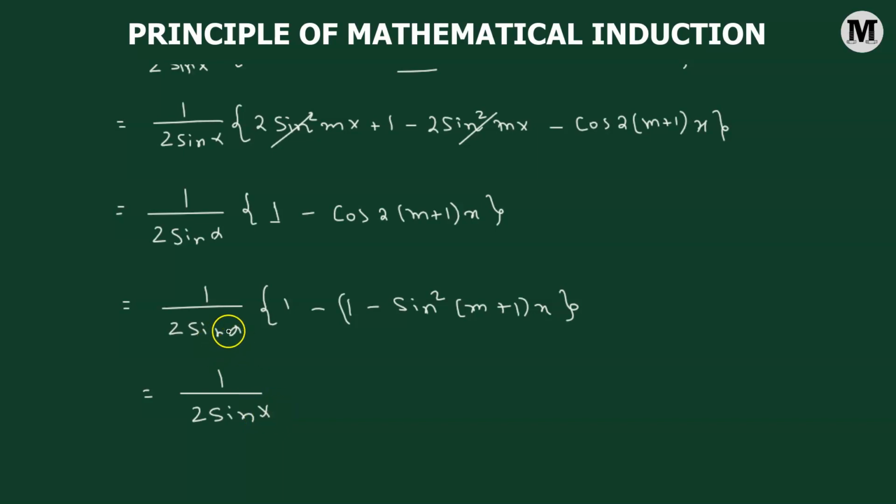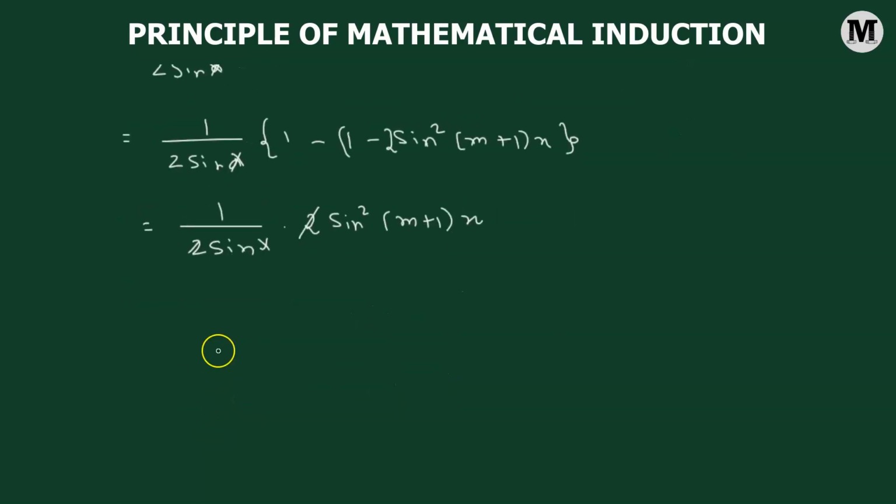Upon simplification, this leaves us with 1 over 2 times sine of x. This is not alpha, this is sine of x, sine of the angle x. So this 1 and 1 get cancelled out. That means we now have, there's a 2 missing here, 2 times sine squared of (m plus 1) times x. So we can factor out this 2 and 2, and this leaves us with the final expression, which is sine squared of (m plus 1) times x, whole divided by sine x. And this is exactly the expression on the right hand side.